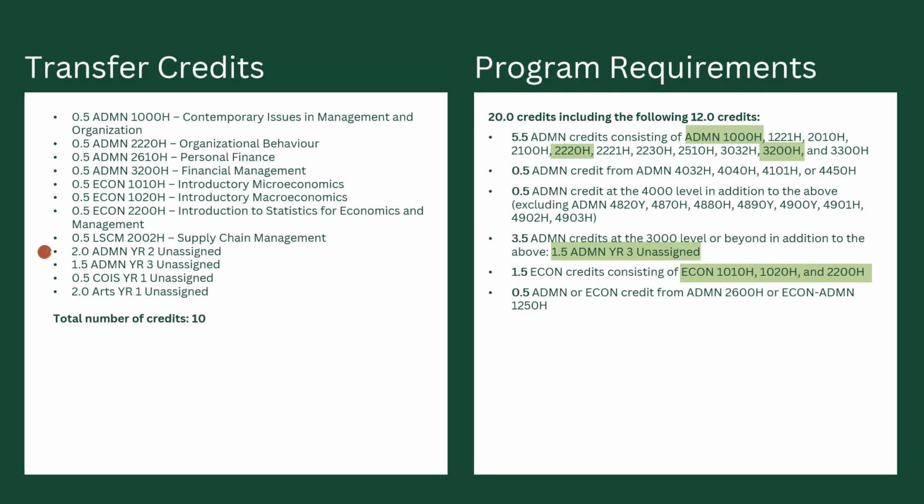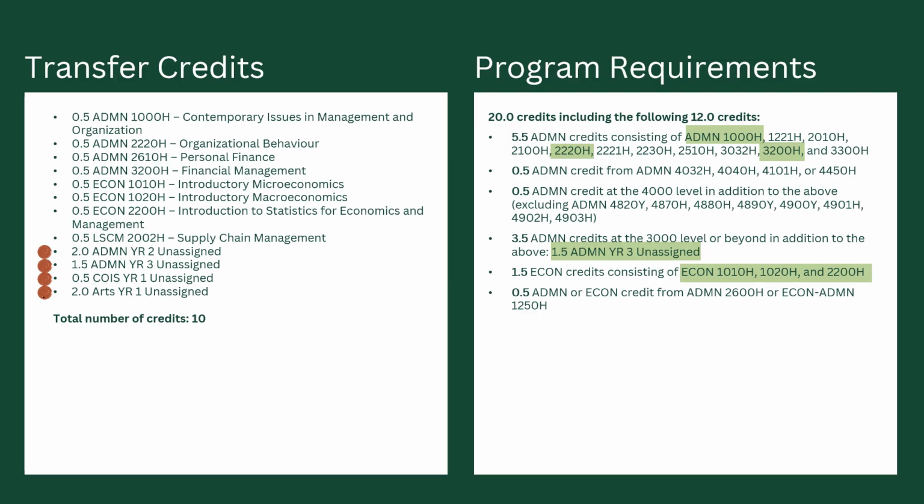The admin Year 2 unassigned departmental credits are 2,000 level credits. The admin Year 3 unassigned department credits are 3,000 level credits. And the 0.5 COIS Year 1 unassigned departmental credit is a 1,000 level half credit. The Arts Year 1 unassigned are 1,000 level credits. Anything that's not highlighted in green on the right-hand side are program requirements you'd still need to complete in your time at Trent.